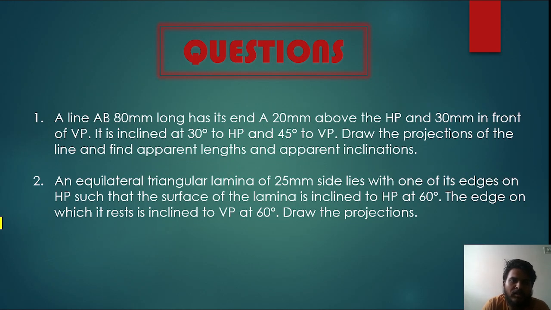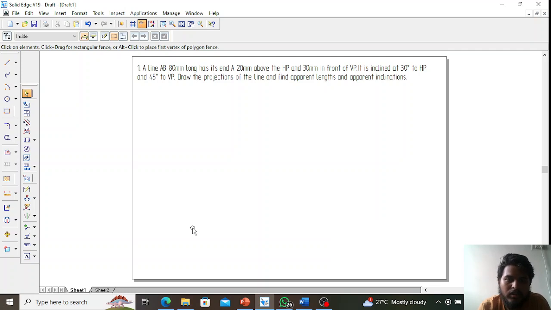So now I am going to solve these two problems in Solid Edge. I am going to show how to do this in Solid Edge. Okay, so this is the first question. Let's solve this. The question says that a line AB 80 mm long has its end A 20 mm above HP and 30 mm in front of VP. It is inclined at 30 degrees to HP and 45 degrees to VP. Draw the projections of the line and find apparent lengths and apparent inclinations.